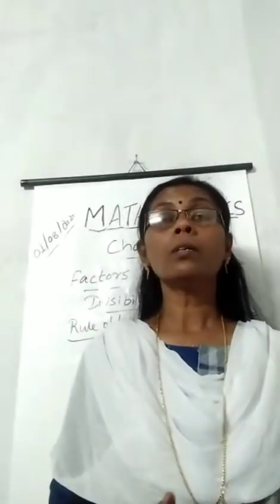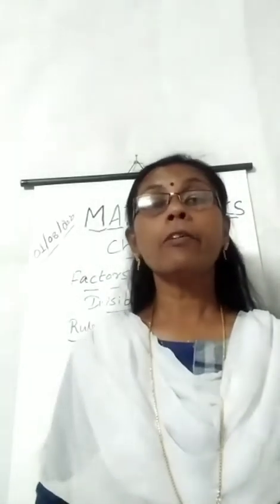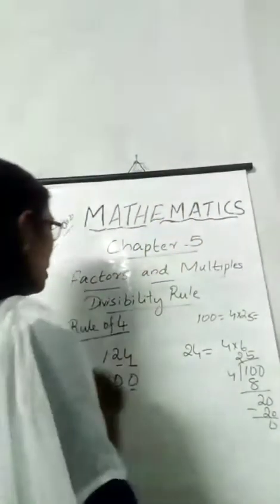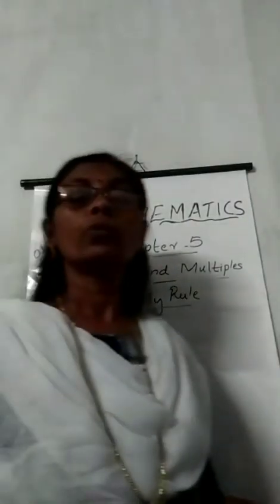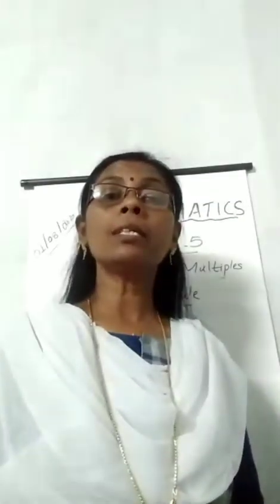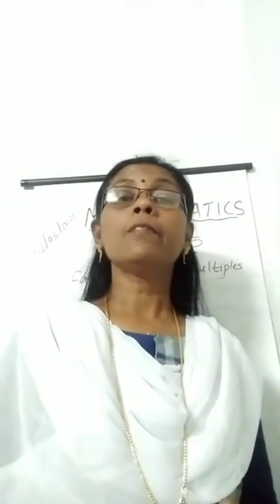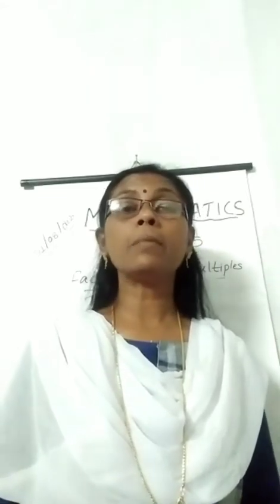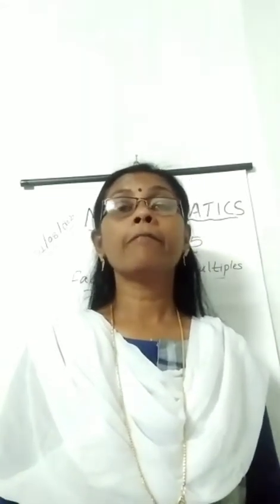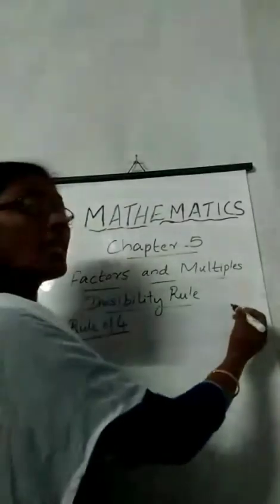Now we will move on to the rule of 5. In the rule of 5, as in the case of 2, we will look into the digit in the ones place. If the digit in the ones place is 0 or 5, then that number is divisible by 5. See the multiplication table of 5.